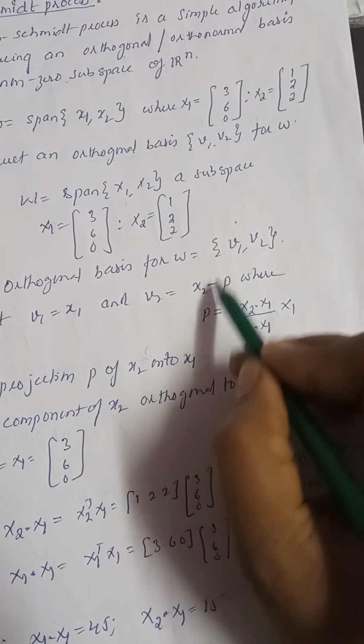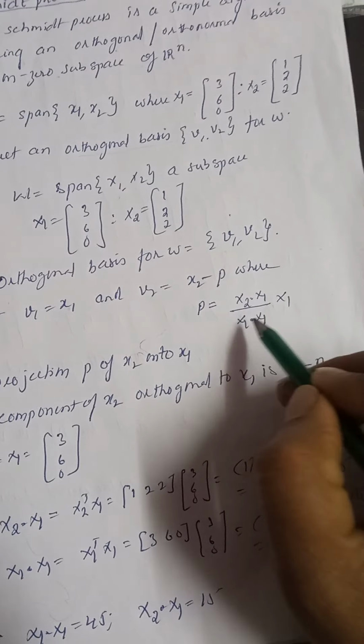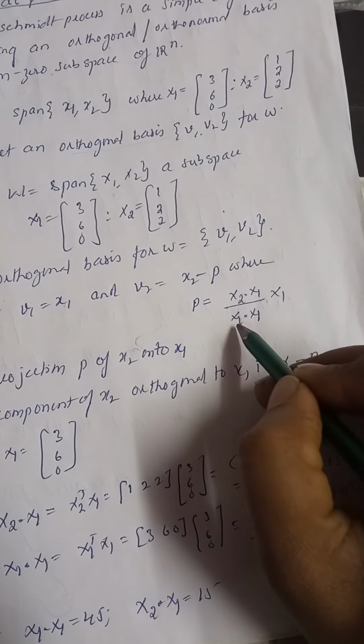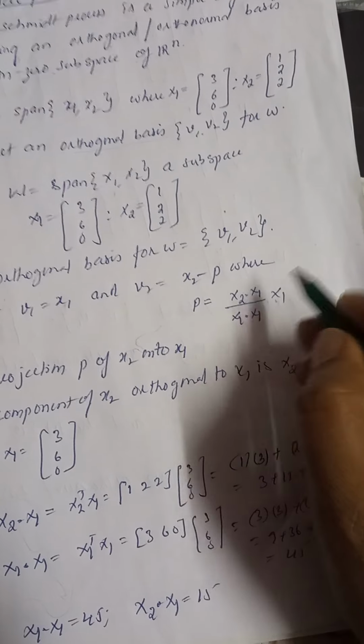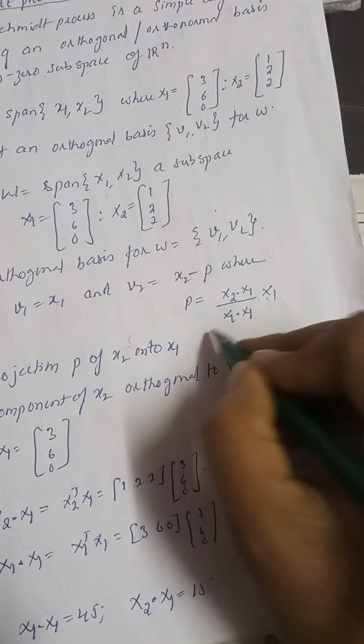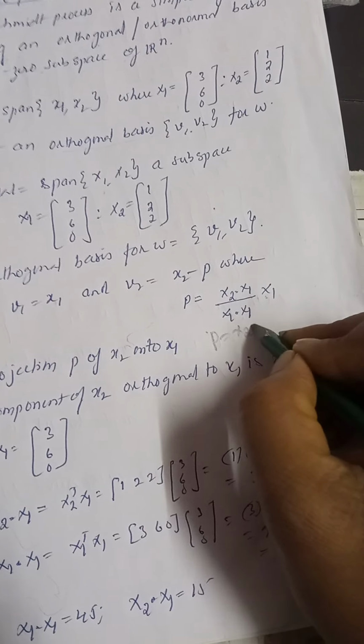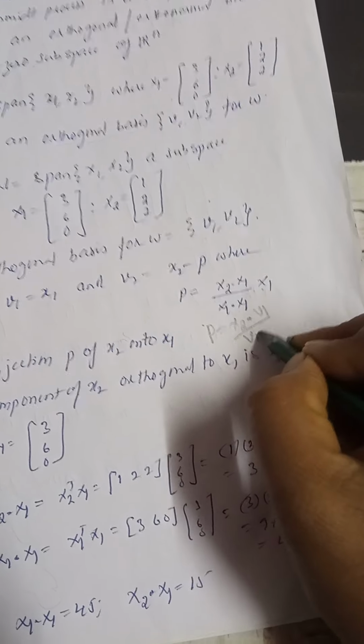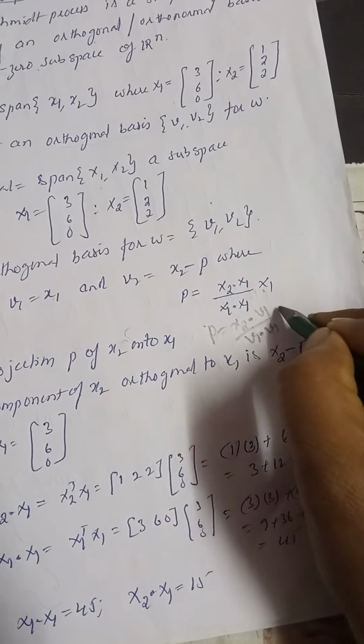v2 is nothing but x2 minus p, I am writing, where this is x2 minus (x2 dot x1) by (x1 dot x1) into x1. This can also be written as p equal to (x2 dot v1) by (v1 dot v1) into v1, as per our theorem. See here, v2 is equal to x2 minus (x2 dot v1) by (v1 dot v1) into v1. But what is v1 according to our assumption? The first one, x1. Don't get confused with this formula. You can directly write down this one.